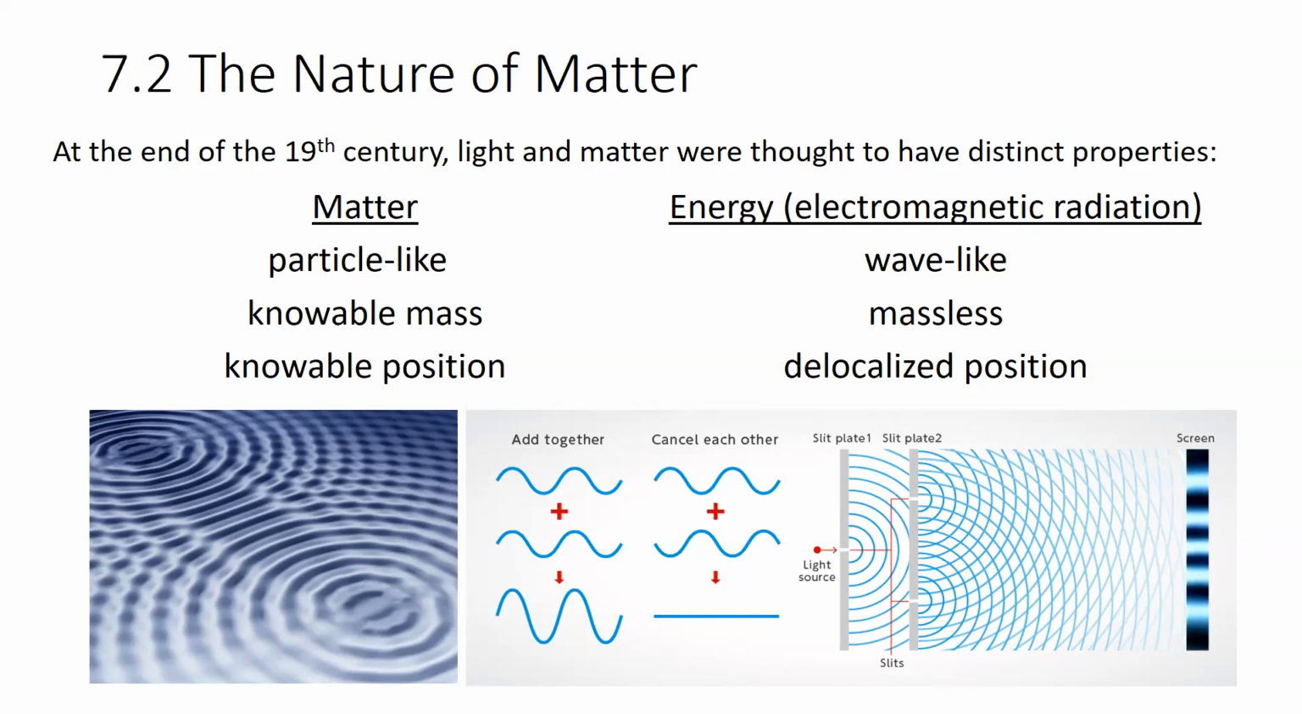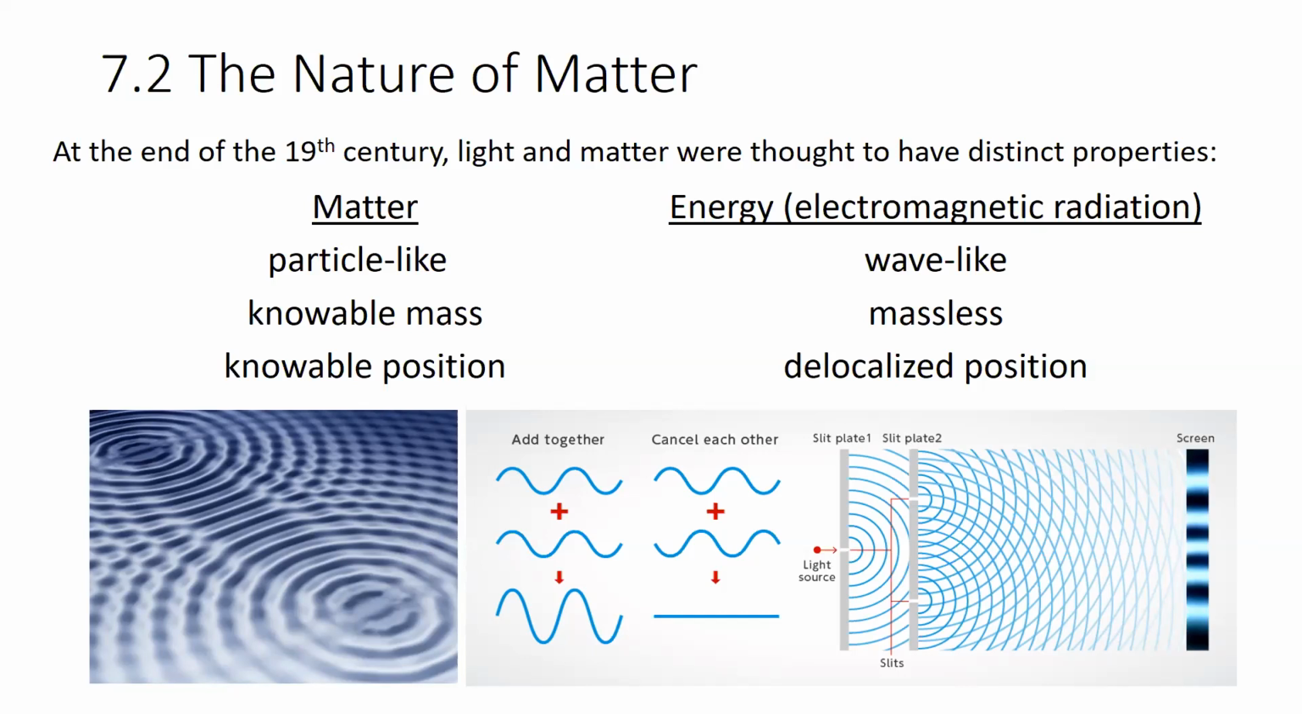So basically at the end of the 19th century, people understood that there was light or electromagnetic radiation and there was matter. And they were understood to be very different, to have very distinct properties. Now, when we think about matter, matter is objects, right? It's a baseball or a piece of something. Something that has matter that we think about. And that's tangible to us.